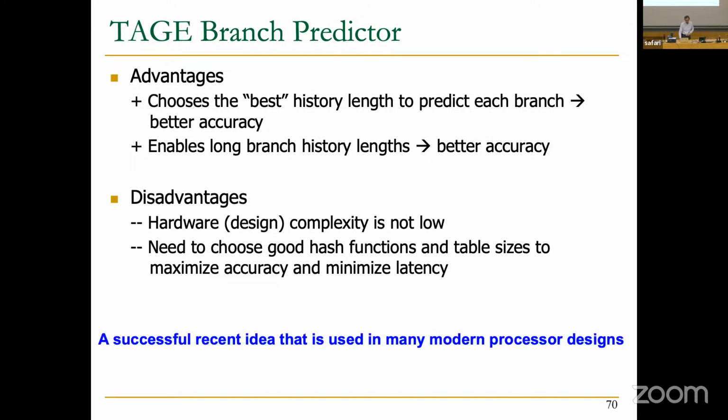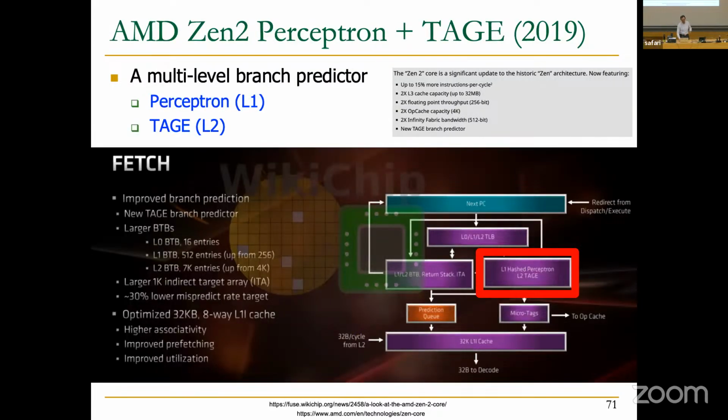And people have done a lot of research in this. But this is also another successful recent idea that's used in many modern processor designs. Some processor designs admit it. For example, AMD's Zen 2 employs both perceptron and TAGE. They use a hierarchy of predictors, actually.